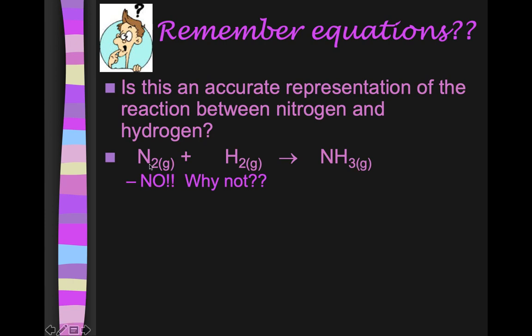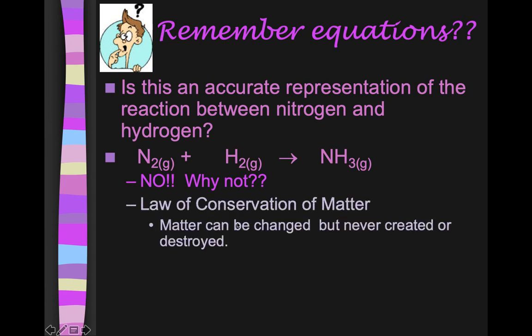Maybe you notice that here I have two atoms of nitrogen, but only one atom of nitrogen here. Where did that other nitrogen go? That seems weird. Here I start with two hydrogens and suddenly I have three hydrogens. Wait a second, that seems like magic. That's this idea of the law of conservation of matter. Matter can be changed, but you can't create it. It's not okay that we suddenly have more hydrogen or destroy it. It's not okay that we suddenly have less nitrogen.